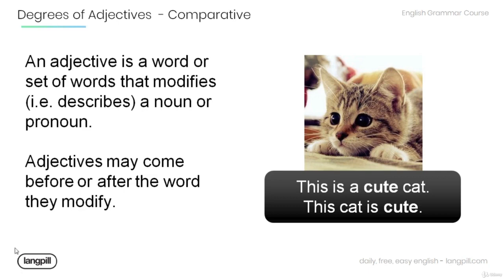Have a look at the example over here. This is a cute cat. This cat is cute. Note that the word cute is an adjective and it is used to modify or describe the noun cat. And in the first sentence, note that the adjective cute comes before the noun cat, and in the second, after the noun cat.